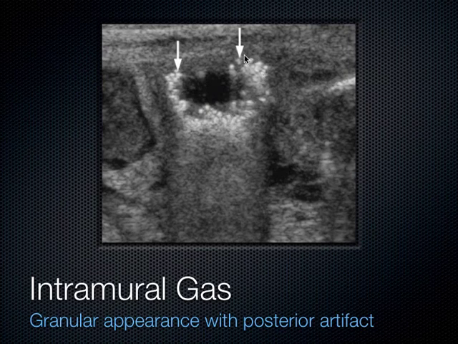I don't see any comet tails here. Sometimes, oh, here's one. That looks like, yeah, that's totally a comet tail right there. You can see this little comet tail coming down. And a comet tail is a reverberation artifact that goes towards the bottom of the screen, and you see that with air, and sometimes metal, but air classically causes these comet tails.